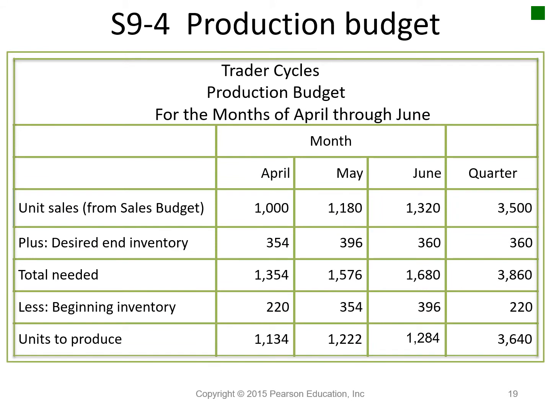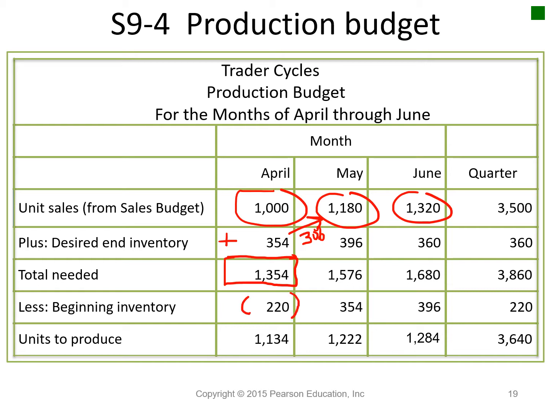Okay, so notice we've got April, May, June. These numbers are given again in the problem. And again, to get desired ending inventory for April, you're going to need to take the 30%, multiply that by 1,180. That's going to give you 354. You're then going to add that to 1,000. That gives you 1,354. The problem already gave you beginning inventory. They put this number in the problem. So you subtract out 220, and then the final answer for the month of April would be 1,134.